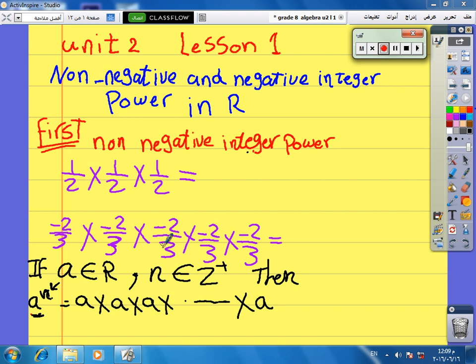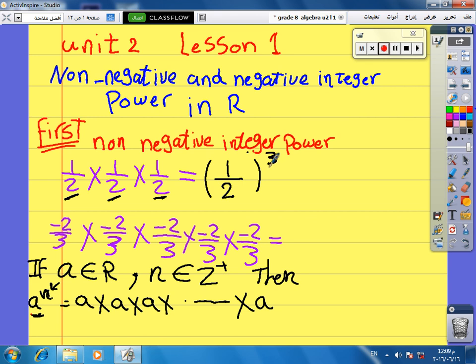When we have 1 over 2 times 1 over 2 times 1 over 2, what is repeated here? Number, fraction, or square root? The repeated here is 1 over 2, so I will write it between two brackets. How many times are repeated? Let's count: 1, 2, 3. So I will write the power here is 3.